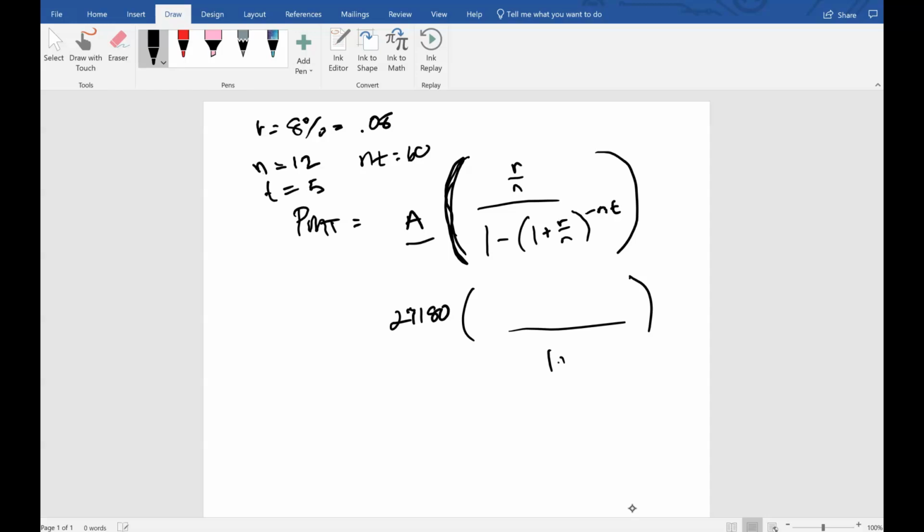So we're going to get 1 plus 0.08 over 12 on the denominator, and that's probably where I would start, to the negative 60 power. And then we're going to take that answer and subtract it from 1.